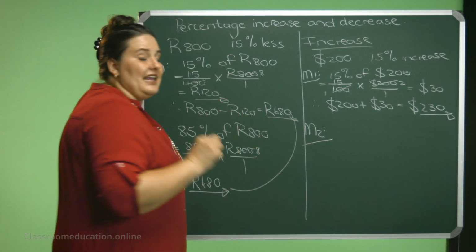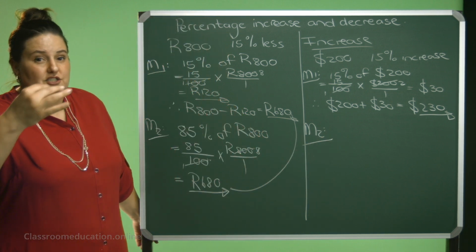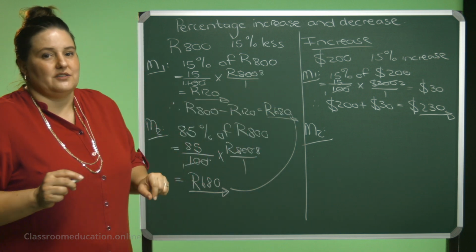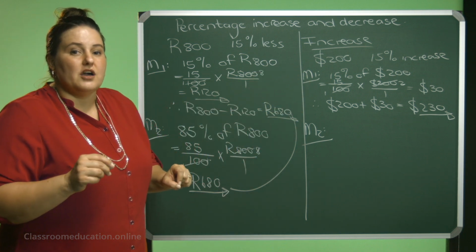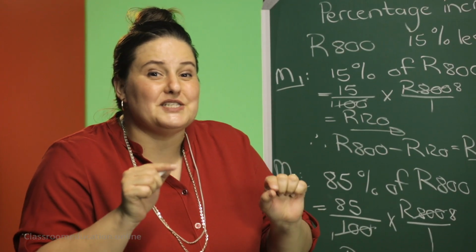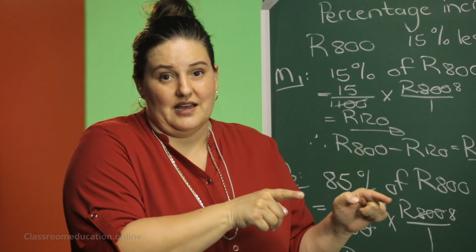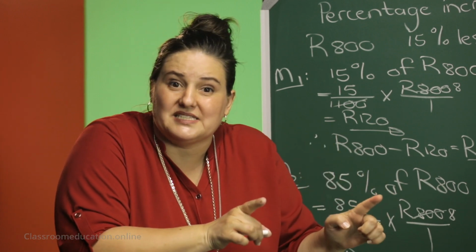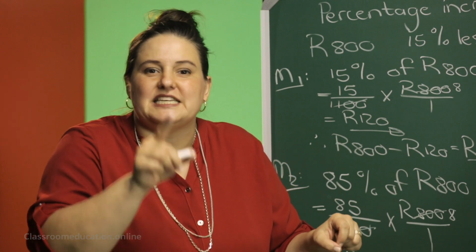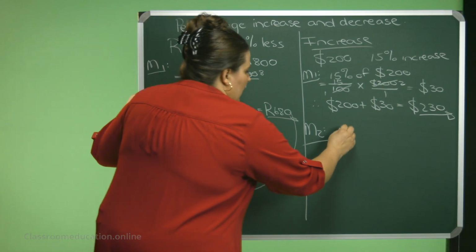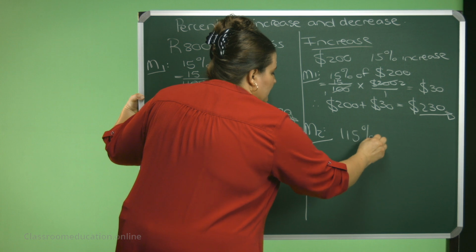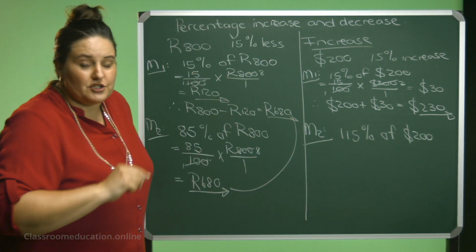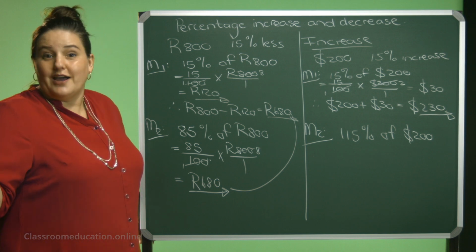If there is an increase in price, percentage increase, then it means that you are not paying 100% of your amount. You are going to pay 15% more than the 100%. And what is 15% more than the 100%? 115%. So 115% of the $200. That's what you're going to pay. Let's work out what's the amount.